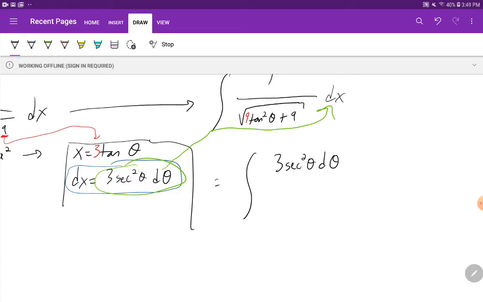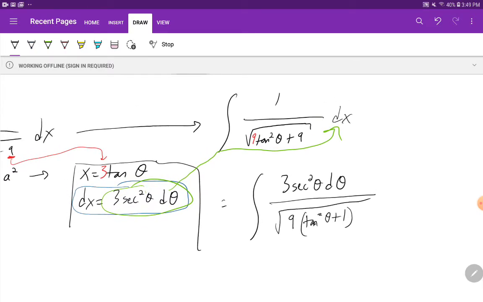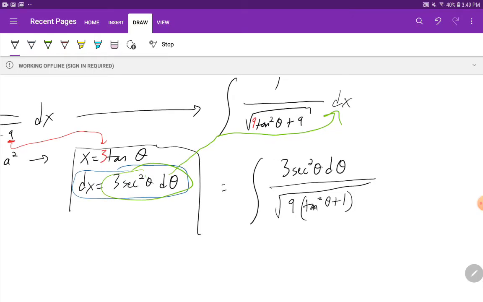And then all of that is over, well, let's do some factoring here, square root of 9 tangent squared theta plus 1. Hopefully this should now explain why we needed that red 9 there, right? It's because we needed a form of tan squared theta plus 1 using our trig identities. All right, so watch what happens.